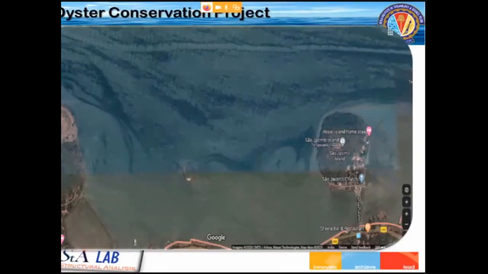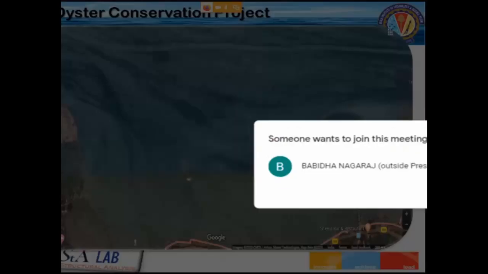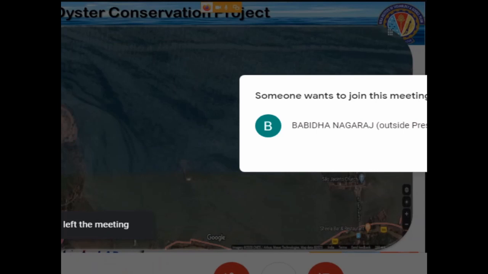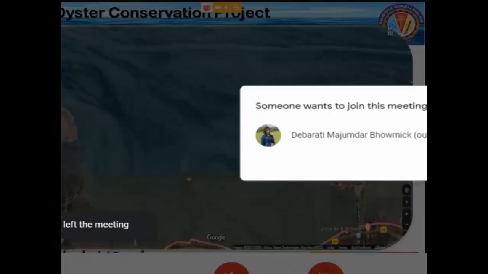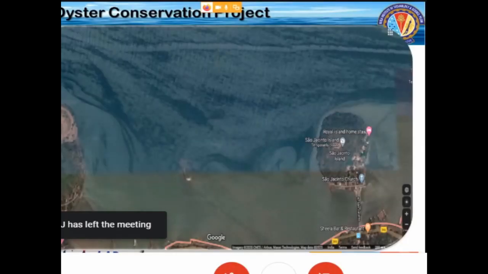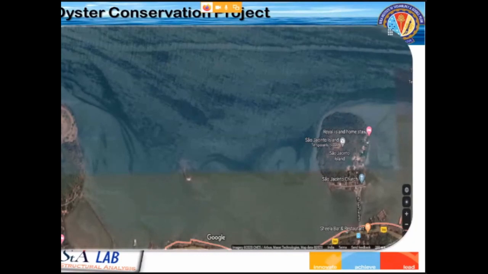So here came the helping hand from the Wildlife Trust of India, and we started an oyster conservation project. When I started this project, I did not have a lot of manpower. So the first thing I had to do was introduce the state of affairs to the local stakeholders and make sure that they have an equal interest and equal idea about what is going on.